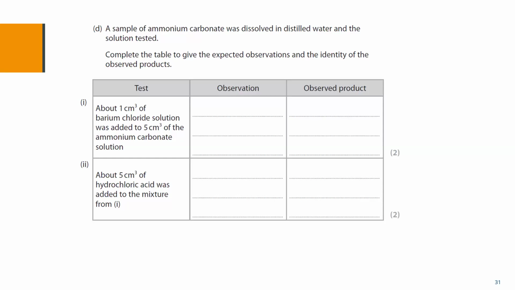A sample of ammonium carbonate was dissolved in distilled water and the solution tested. Complete the table to give the expected observations. Pretty obviously that is experimental work, and therefore that would appear on a Unit 3 paper, although it could appear on a Unit 6 paper as well, and that is AO3.